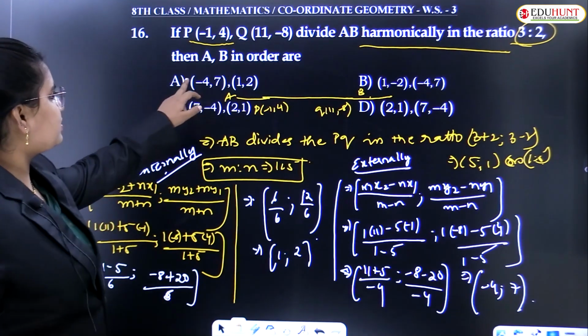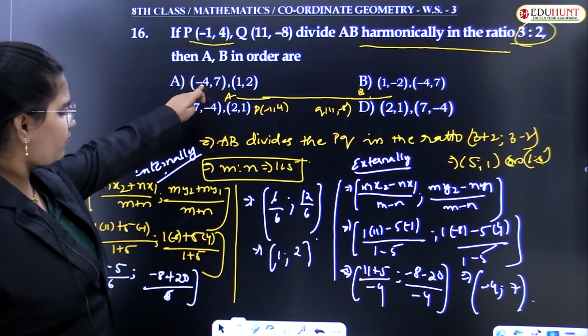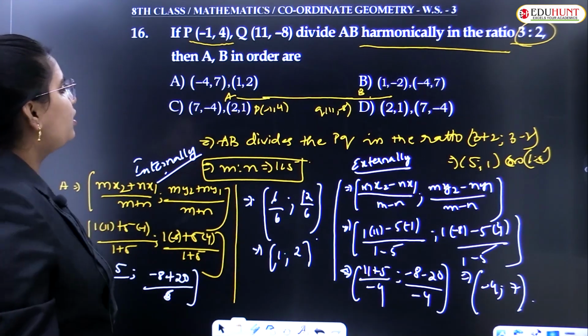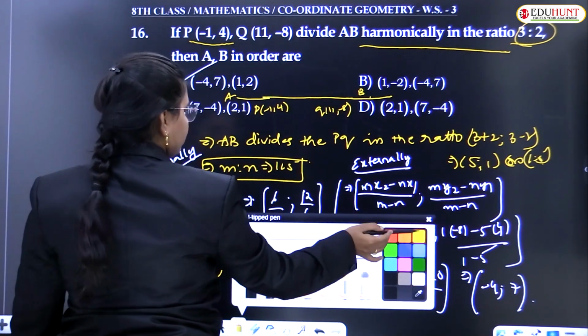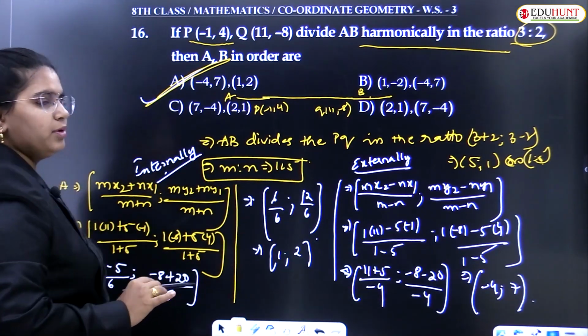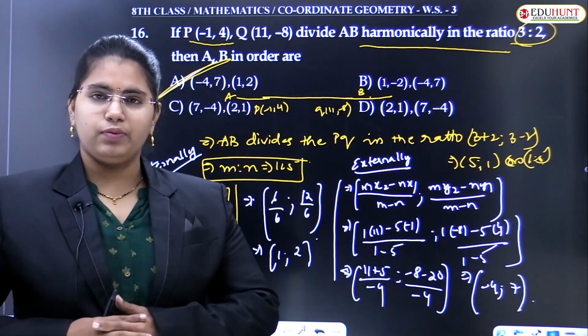Right? So can I see here minus 4 comma 7 is in this option, right? And what is the first point I got? Plus 1 comma 2. That is option A will be your answer. Just look at this problem. Again I will repeat this for your convenience.